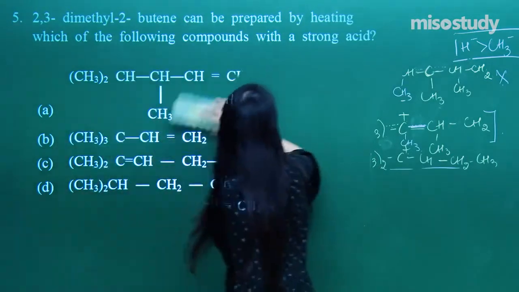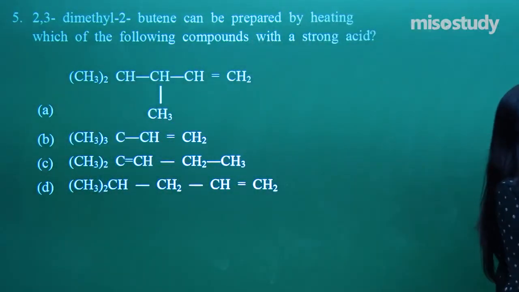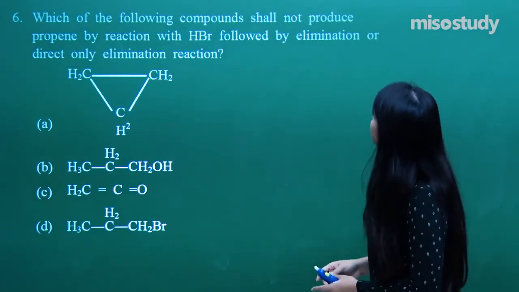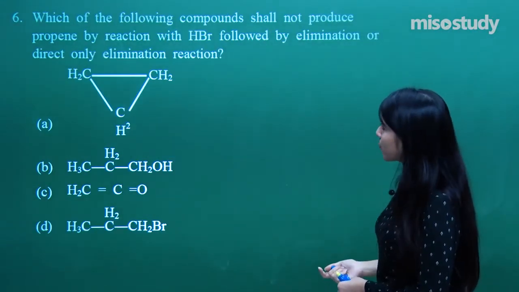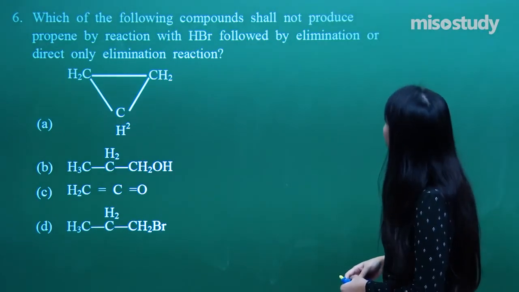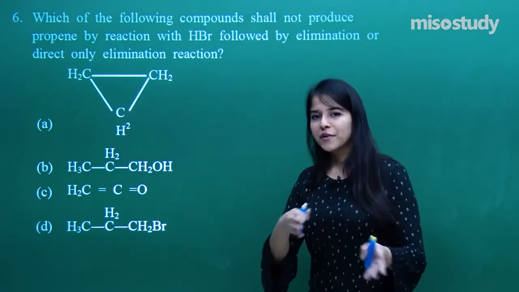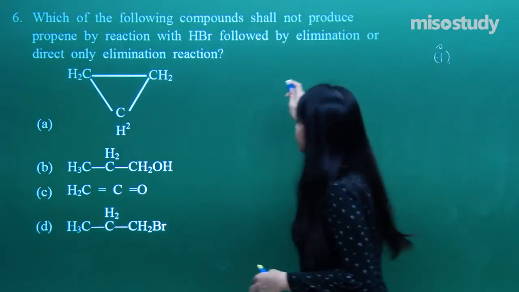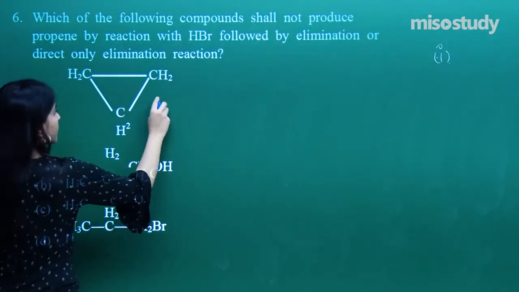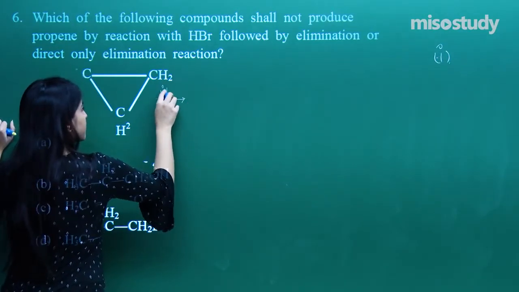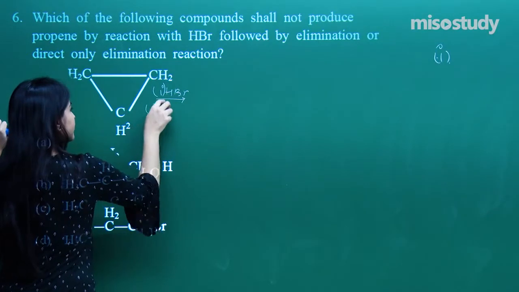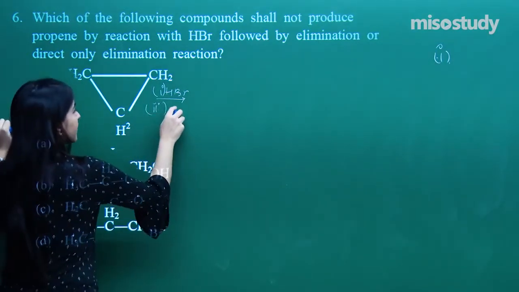What do we have? Which of the following compounds do not produce propene by reaction with HBr followed by the elimination? So I need to make it react with HBr. That is our first step. First is HBr, and the second one is the elimination.